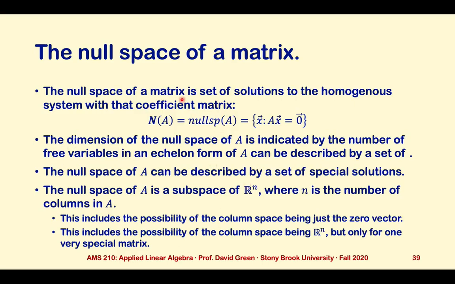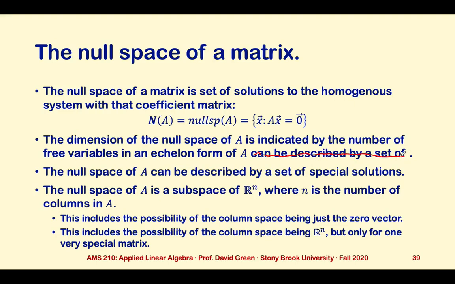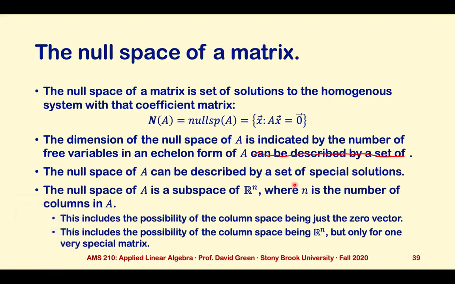We might now summarize what we've learned about the null space. The null space is the set of solutions to the homogeneous system with that coefficient matrix. It's the set of solutions to AX equals 0. The dimension of the null space, that is, is it a line, one-dimensional, a plane, two-dimensional, or so on, is indicated by how many free variables we have in an echelon form. The null space can be described by a set of special solutions, one for every free variable, where we take all linear combinations of those special solutions to define the null space.